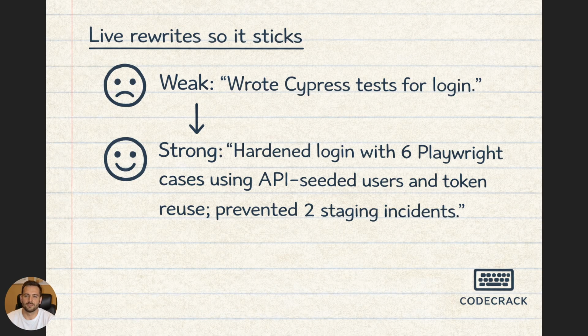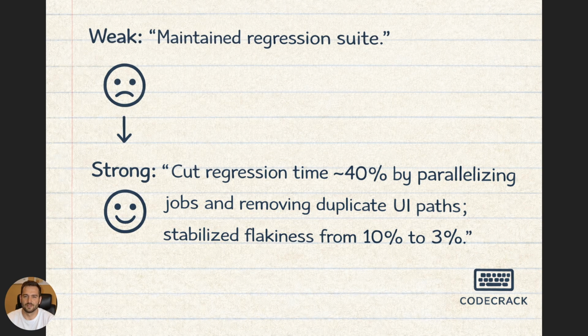Live rewrites so it sticks. Weak: wrote Cypress tests for login. Strong: hardened login with 6 Playwright cases using API-seeded users and token reuse. Prevented 2 staging incidents. Weak: maintained regression suite. Strong: cut regression time 40% by parallelizing jobs and removing duplicate UI paths. Stabilized flakiness from 10% to 3%.